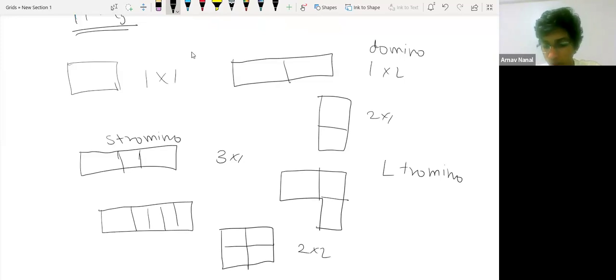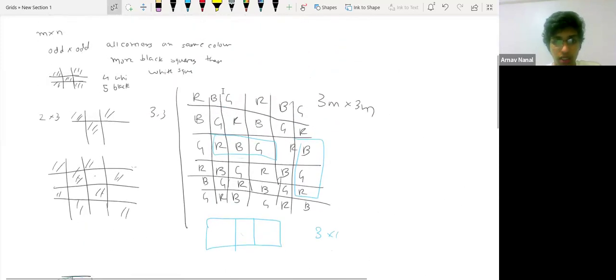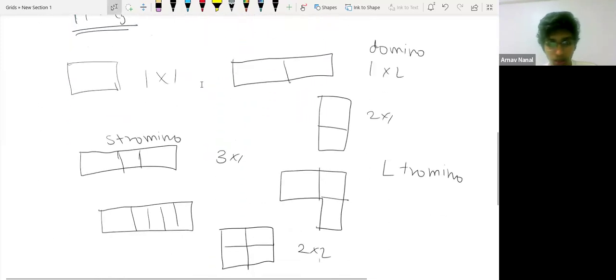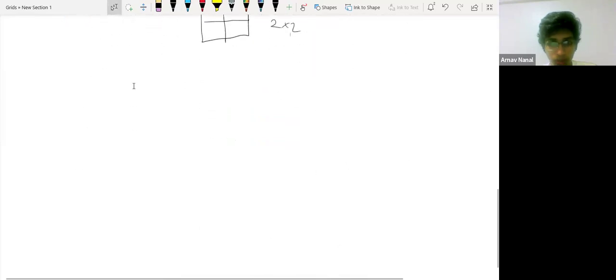In many problems you are tasked to find a number of ways to tile the board using some of these tiles, or they will provide what you have to use. In many problems they say non-overlapping. In some problems they might be overlapping, but it depends from problem to problem. So this is some basic intro about tiles and colorings. Now let us jump into some problems.